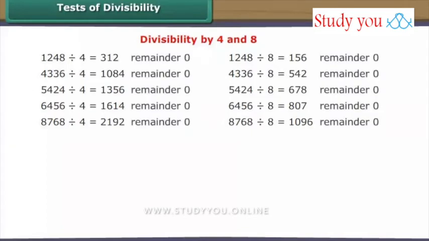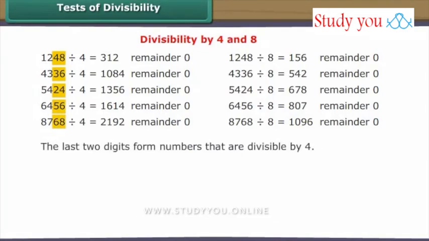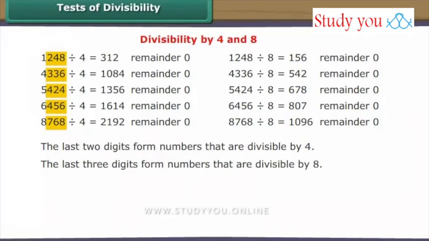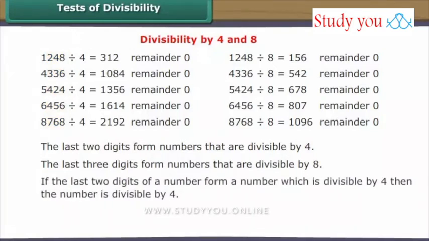Consider the last 2 digits of the numbers: 48, 36, 24, 56, 68. The last 2 digits form numbers divisible by 4. Consider the last 3 digits of the numbers: 248, 336, 424, 456, 768. The last 3 digits form numbers divisible by 8. Therefore, we can say that if the last 2 digits of a number form a number divisible by 4, the number is divisible by 4. Prime factorization.